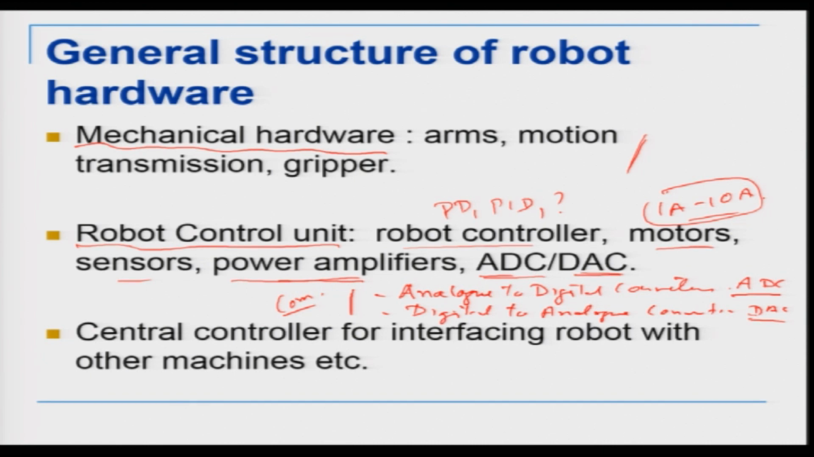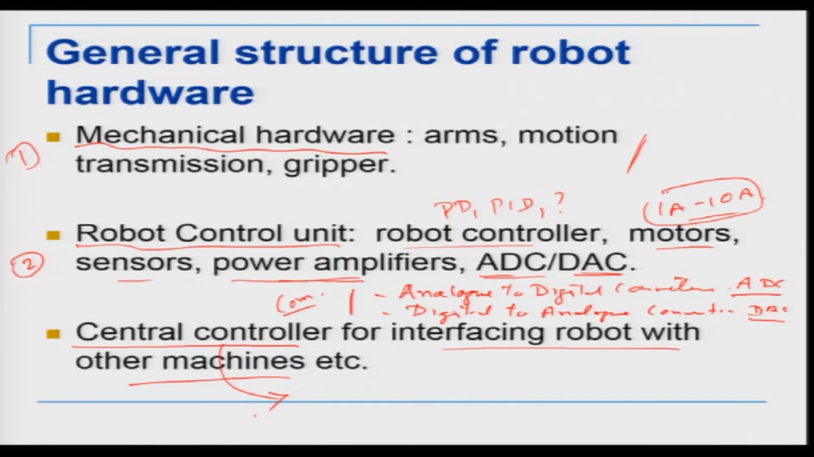So the first part is the mechanical hardware: arms, motion, transmission. The second part is the robot control unit, and the third part is the central controller for interfacing the robot with other machines. Okay. So the central controller is the one that will communicate with the robot control unit and with other machines. For example, the central controller will tell the robot controller to move to a particular location, position and orientation. The robot controller is the one that is going to actually enforce the motion.